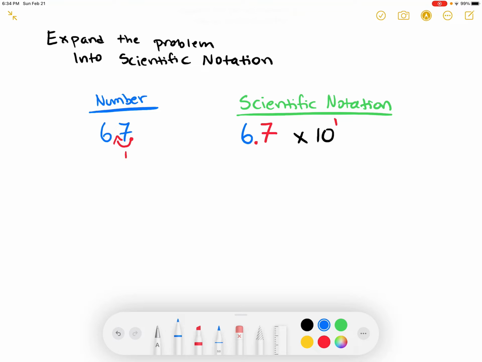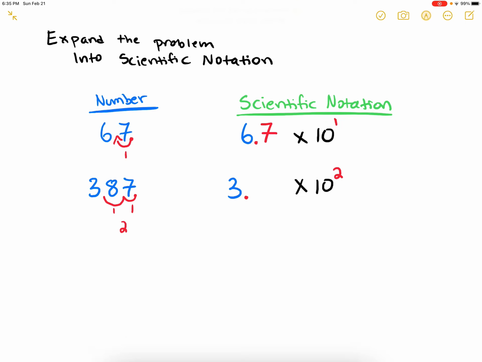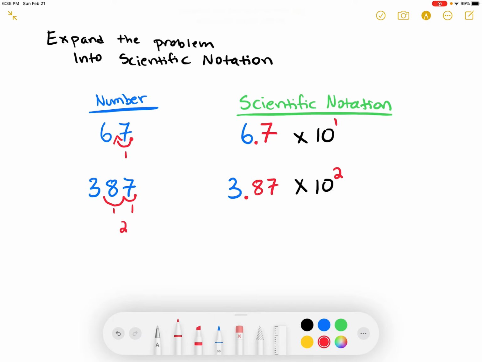Let's try another number. Let's try the number 387. So first we imagine that there is a decimal at the end. Then we're going to count. 1, 2. How many spaces did we go over? We went 1, 2 to the left. That's going to be our exponent for the times 10. And then we're going to write 3.87 times 10 to the second power is the scientific notation for 387.